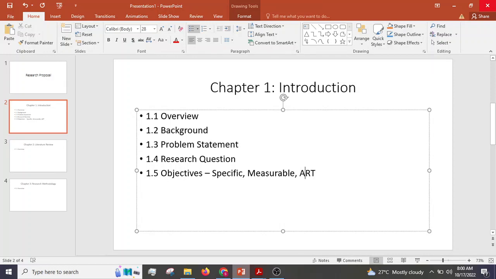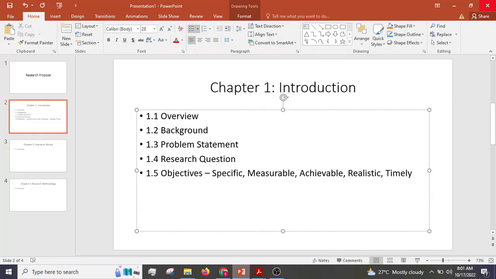Now, the ART belongs to the same cluster because they are quite similar, all right? So A would be achievable. Okay, depending on the timeline of your work, if it is an undergraduate final year project, it usually has to be completed within 2 semesters or 1 year, right? So make sure that the objectives that you have set are achievable within this time frame, okay? And it has to be realistic and finally timely.